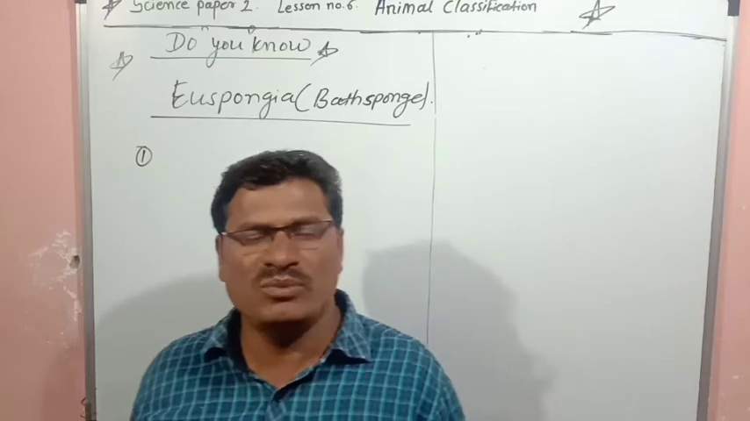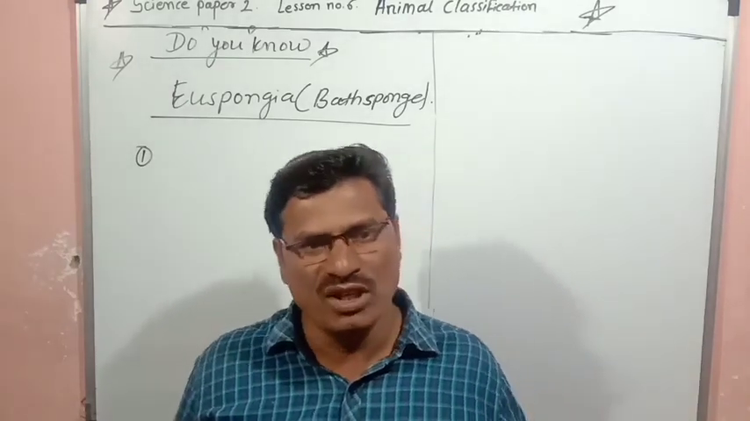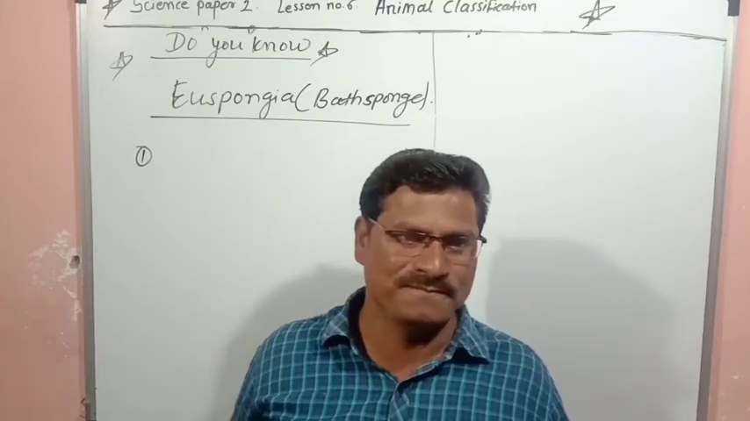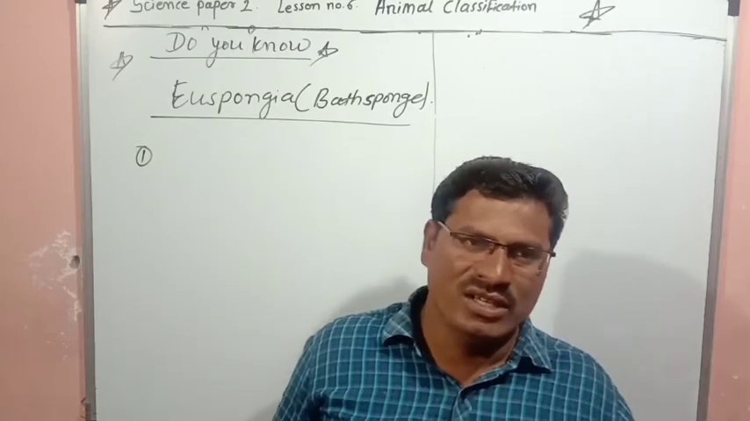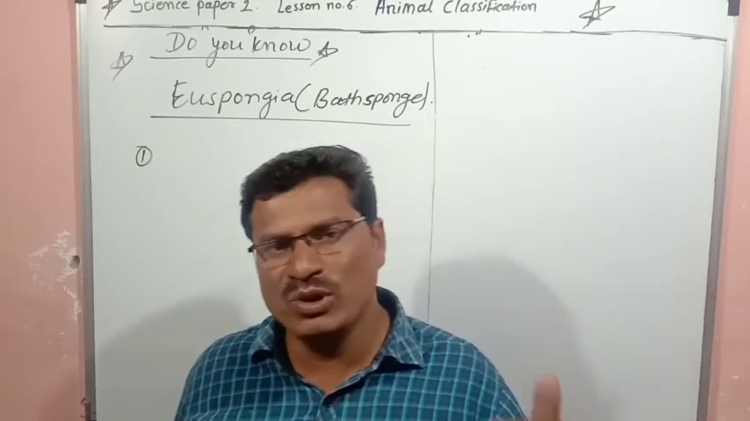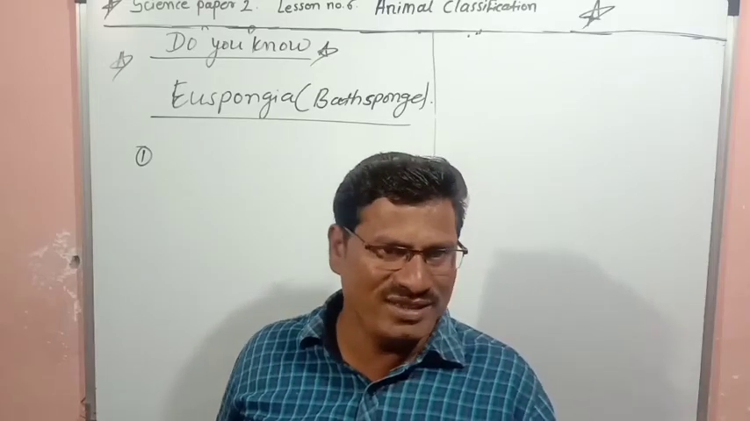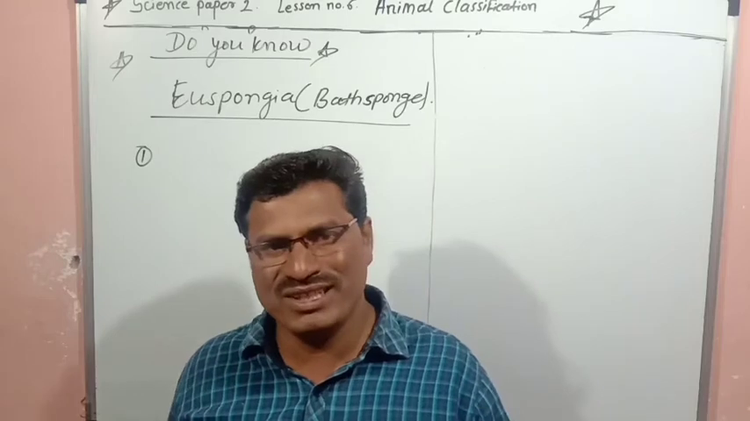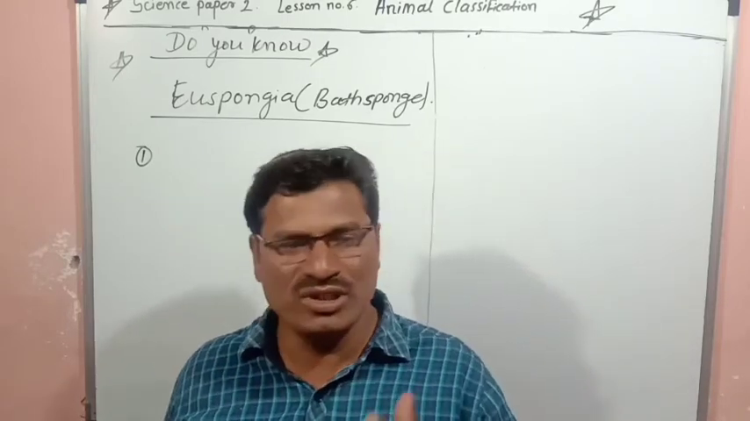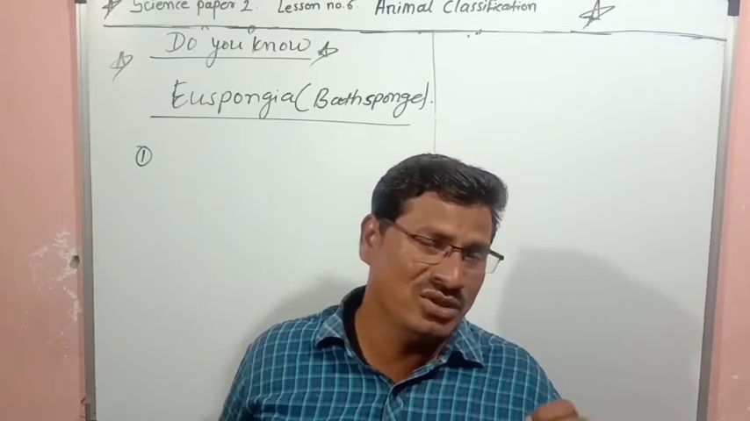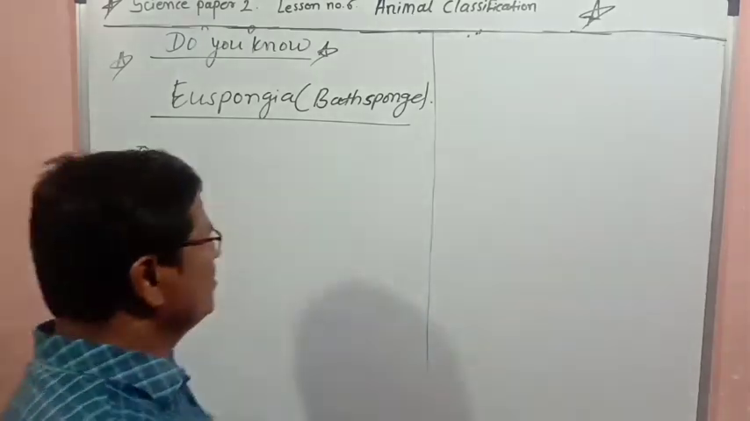Now the uses of the bath sponge. What were the uses of bath sponge? First, in older days it was used for bathing. Second, it was used for manufacturing pillows and cushions. Third, it was used as a wetting material for sticking postal stamps. And it is also used now to count currency notes.